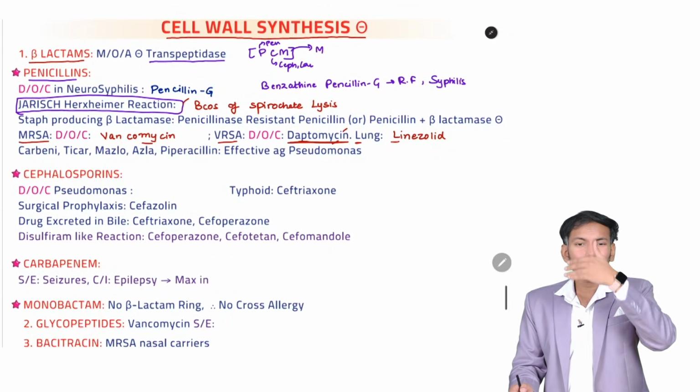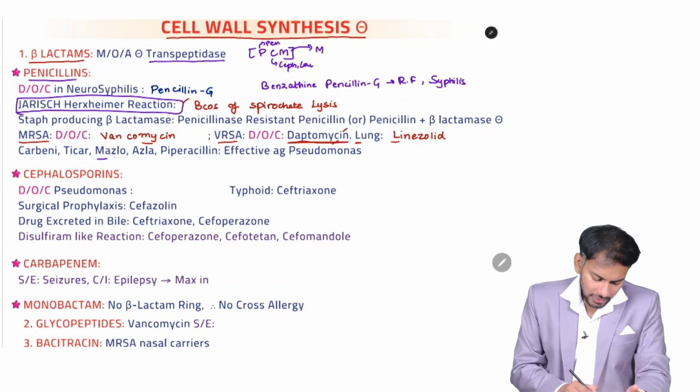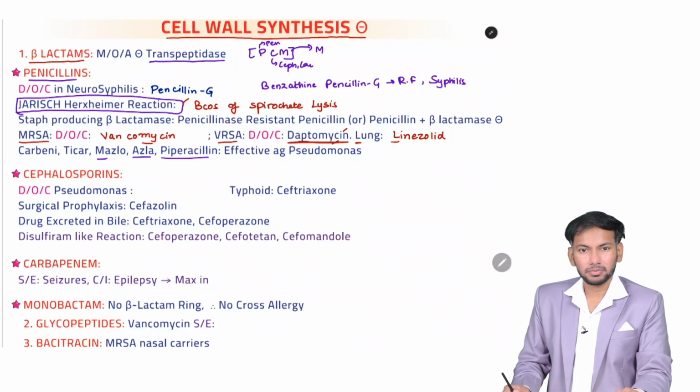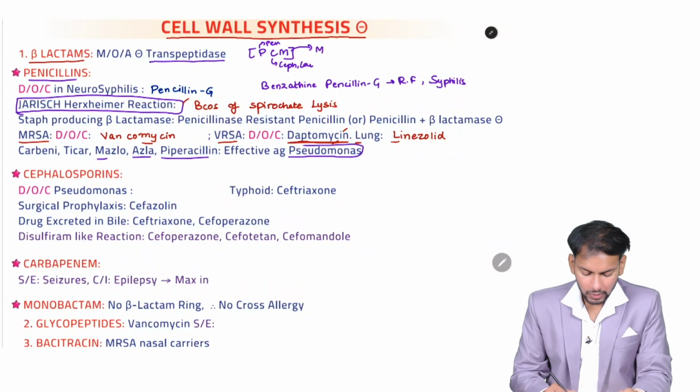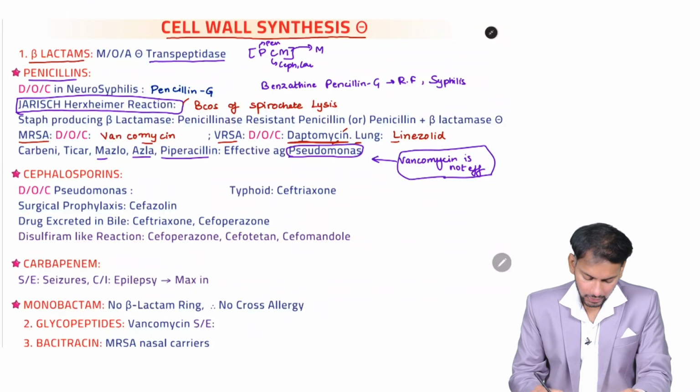Now, if you see in the penicillins, mezlocillin, azlocillin and piperacillin, all of these are effective against Pseudomonas. But what is important is vancomycin is not effective against Pseudomonas. Please remember this much. Vancomycin is not effective against Pseudomonas. That is what I want you to remember.